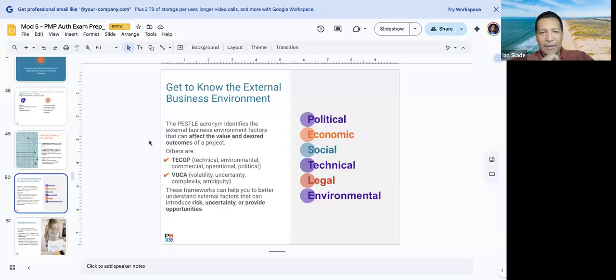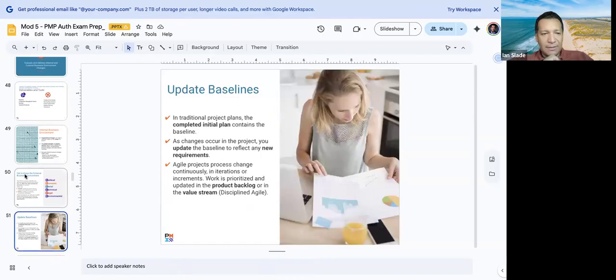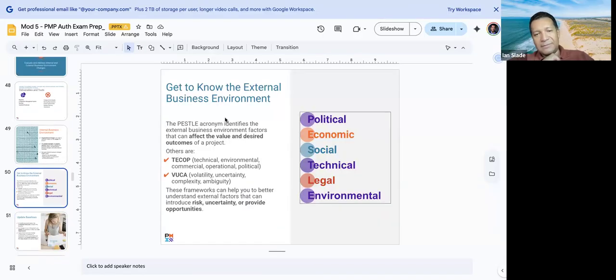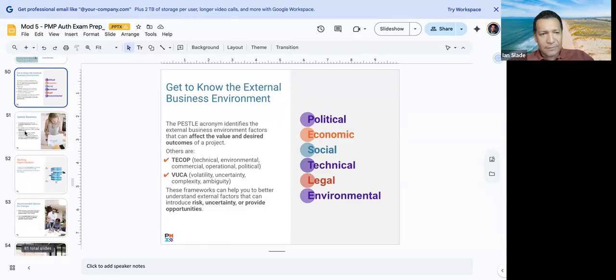All right. So those are your external business environment. So remember those. That's the acronym that they would ask you about in the test, and not necessarily the TCOP, which is the technical, environmental, commercial, all of that. So it's the PESTLE. That's the one that they would ask about. All right.